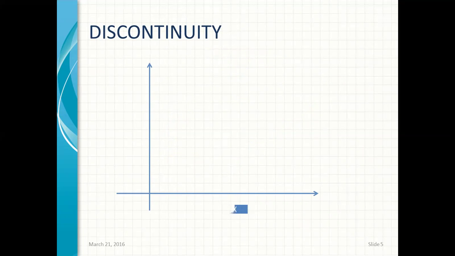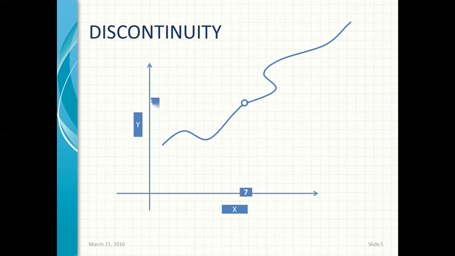Now let's again draw a curve with a hole. That is a discontinuous curve. And we observe that the point of discontinuity occurs at x is equal to 7 or y is equal to 5. So I'm drawing a curve here, and I make a hole here. Now this hole occurs when x is equal to 7, which corresponds to y is equal to 5.